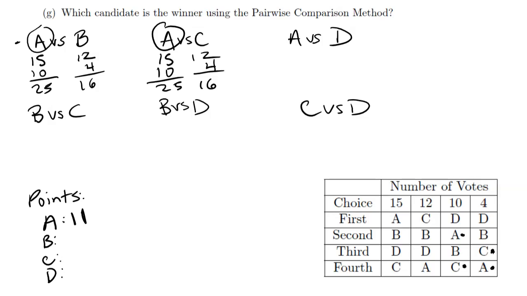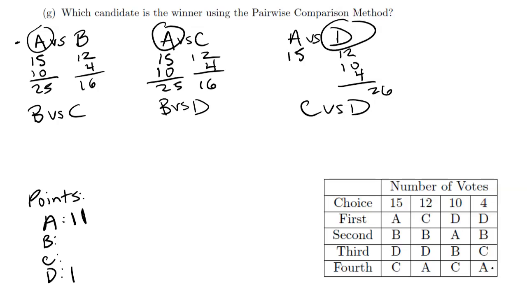Now we can look at A versus D. We can mark all the A's and D's. Looking at just A and D, A is preferred in the first column for 15. In the second column, D is preferred because it's ranked higher than A, so they get 12. D is higher than A in the third, so they get 10. And D is higher than A in the last one as well, so they also get 4. So A got the 15, and D has 26. So D wins the third pairwise comparison, excuse me.